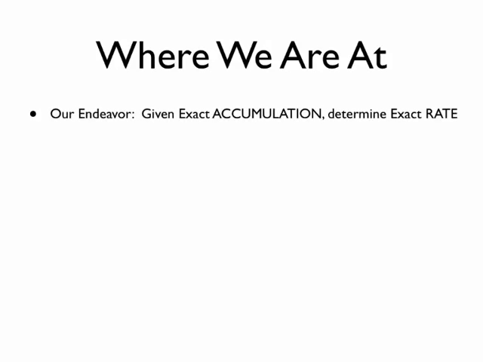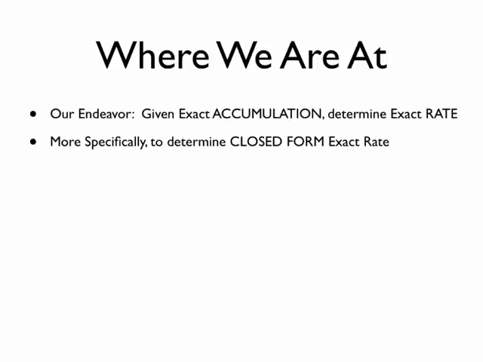Okay, so what are we doing? Given an exact accumulation, determine exact rate. That's the big picture of what we're doing right now. It's the reverse process of what we spent doing in February and the first half of March. Okay, we're doing the reverse now. Given exact accumulation, and better than that, we want to determine closed form exact rate.